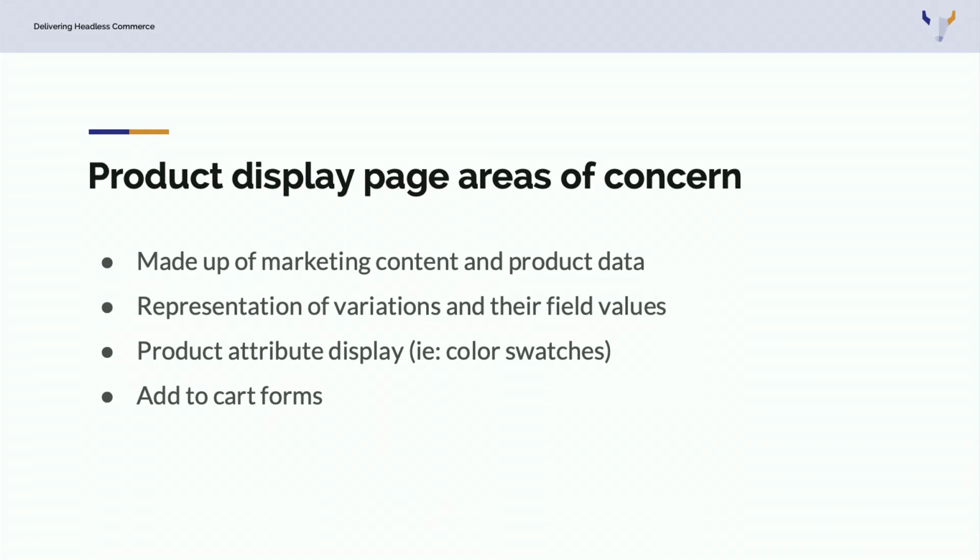You have to represent the available variations and their field values. Right? If it's a green product, you want to show the green images. If it's red, show the red images. If it has different pricing based on size, let's say there's an upcharge for the bigger box, you need the price to update and show that. How do you want the product attributes to display? Right? You don't want it to just be a bunch of drop downs. You might want little color swatches. Maybe you want it to be images. And then there's the whole area of add to cart forms, which I have as a next section.